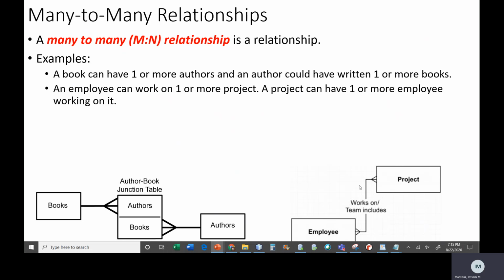An employee works on many projects. A project includes many employees. And so that is considered a many-to-many relationship. Notice that both sides of the relationship have the many sign. Okay. Now, how would we represent this in a database?